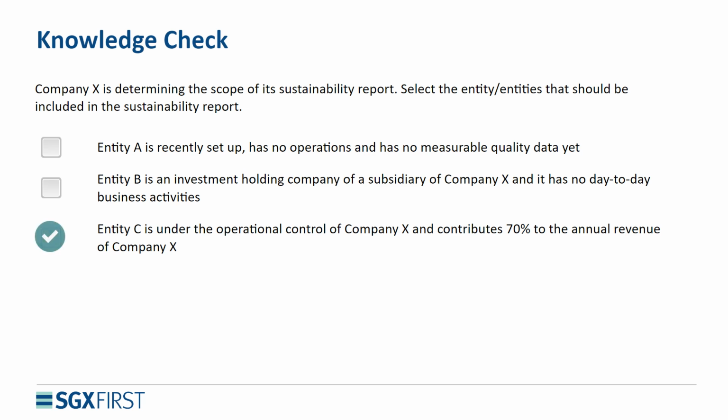Entity C should be included in the sustainability report as it is under the operational control of Company X and contributes 70% to the annual revenue of Company X.